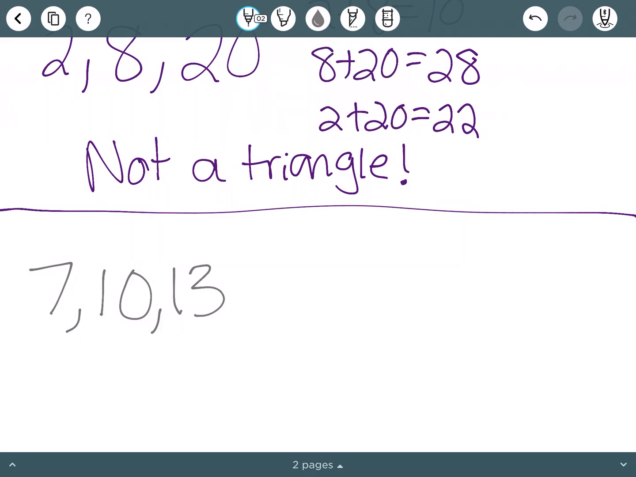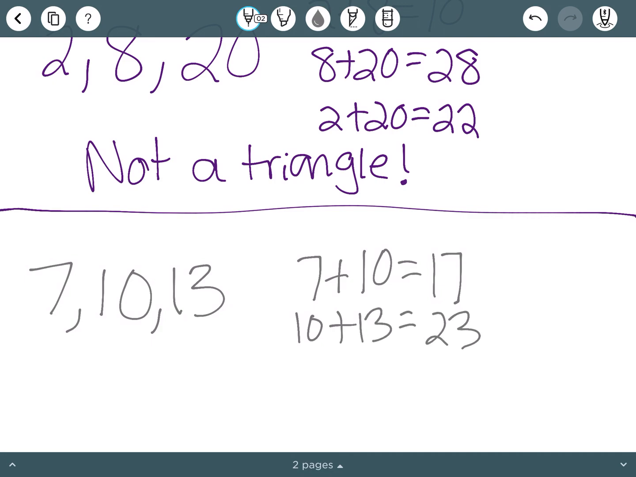So, all right, let's do 7 plus 10. That will give us 17. 10 plus 13 is going to give us 23. And then 7 plus 13 is going to give us 20. All right, so let's look at our sums here.